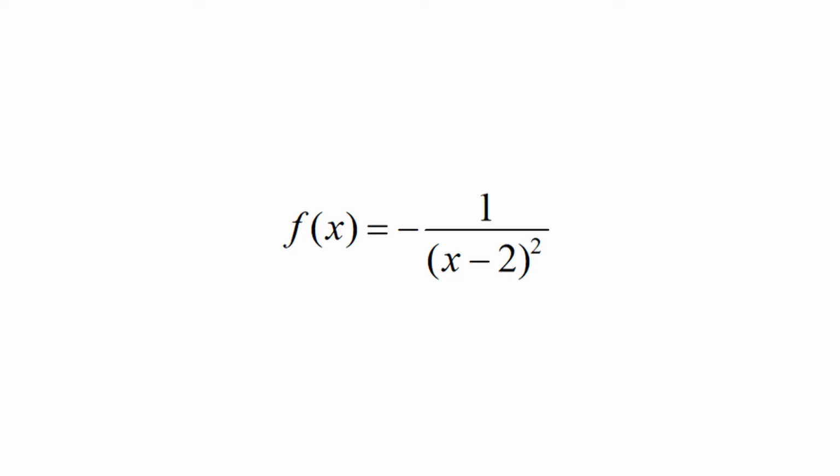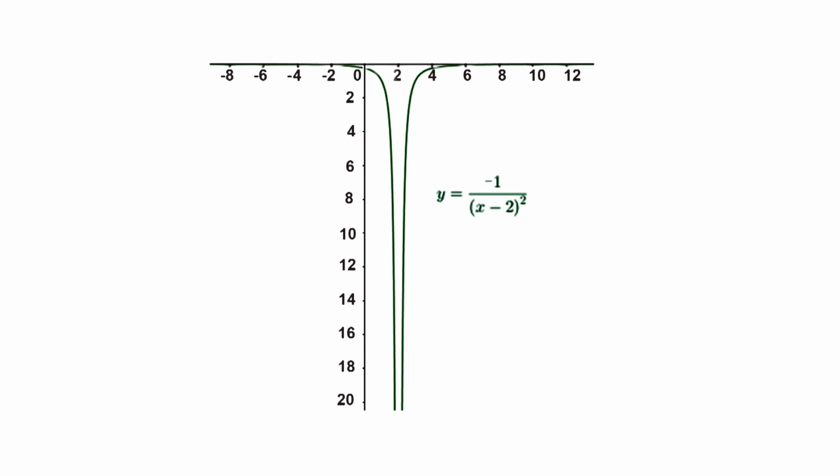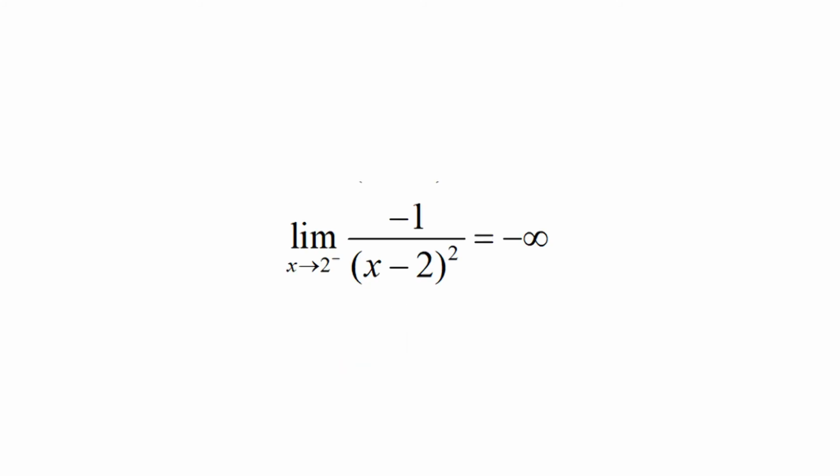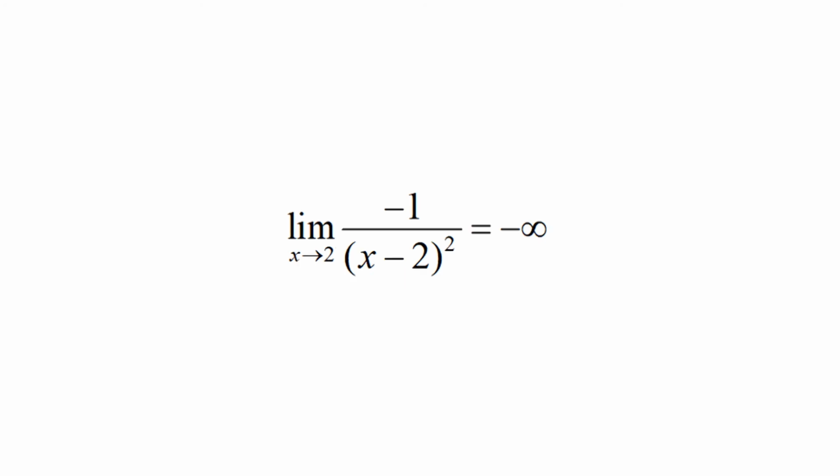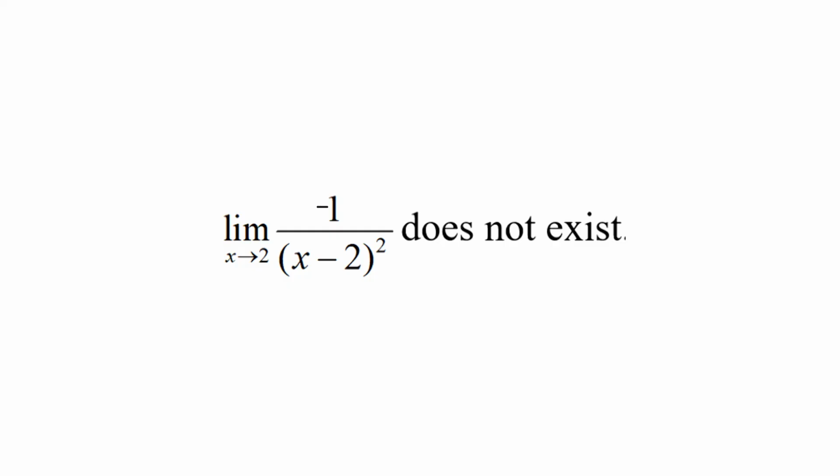As another example, for the function f(x) equal to negative 1 upon (x minus 2) whole square, we have the limit of negative 1 upon (x minus 2) whole square as x approaches 2 from the left is negative infinity, and the limit as x approaches 2 from the right is negative infinity. Then we write the limit as x approaches 2 is negative infinity. Here also the limit as x approaches 2 does not exist.